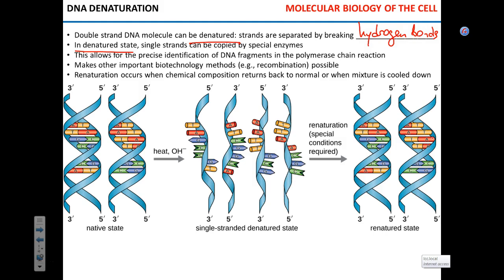Going back to the strand, if the DNA molecule has a high concentration, a high percentage of G's and C's, in terms of the temperature that's required to separate the strands, is it going to be higher or lower? Higher, because you have to heat it up more.